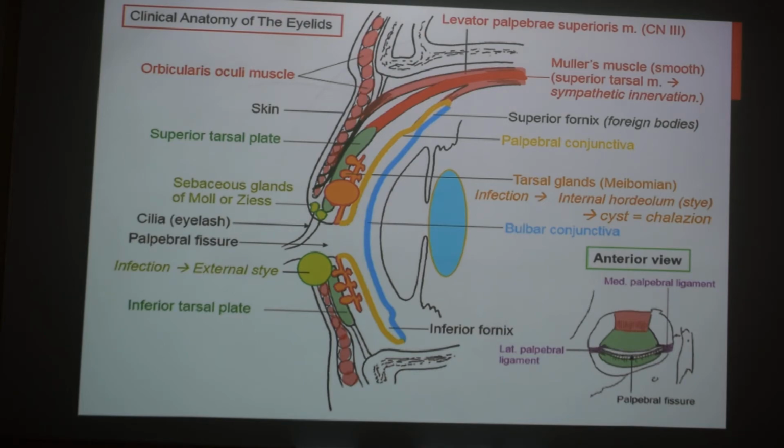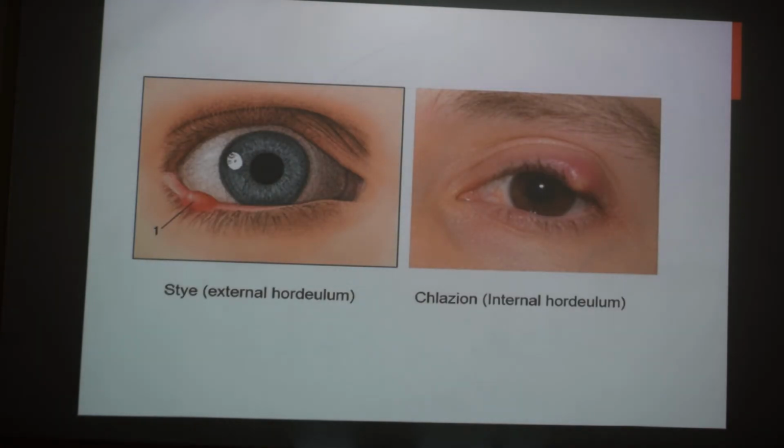Are these the glands that cause the rock stings when you wake up? Yeah, so if you have a little bit of a cheesy type of secretion, that is coming from these glands, because it's the oily secretion which comes from there.